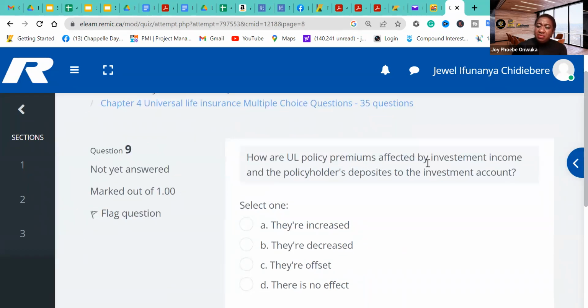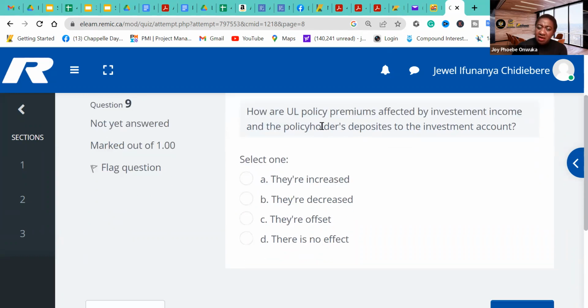How are UL policy premiums affected by investment income and the policyholder's deposit to the investment account? They are increased, they are decreased, they are offset, there's no effect. How are UL premiums affected by investment income?